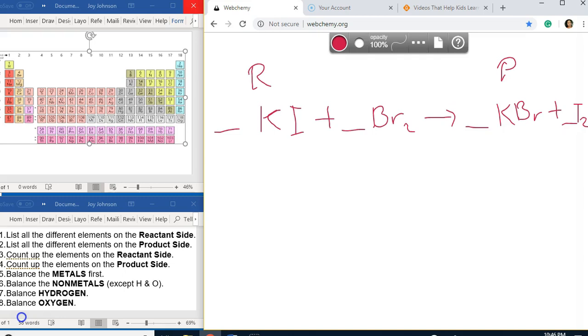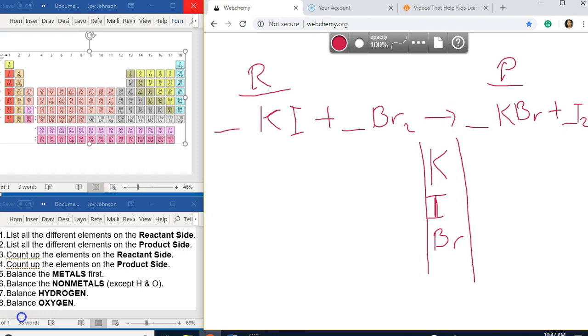So step number 1, list all the different elements on the reactant side. And number 2 is list all the different elements on the product side. Again, instead of doing it on both sides, since they're the same atoms anyway, we're just going to put those in the middle. The first thing we need to do is find the metals. K is in group 1A, so it is a metal. So we're going to write K. Then I is a nonmetal, and our Br is also a nonmetal. So we write I and then bromine. I'm just going to put a line right here to separate.